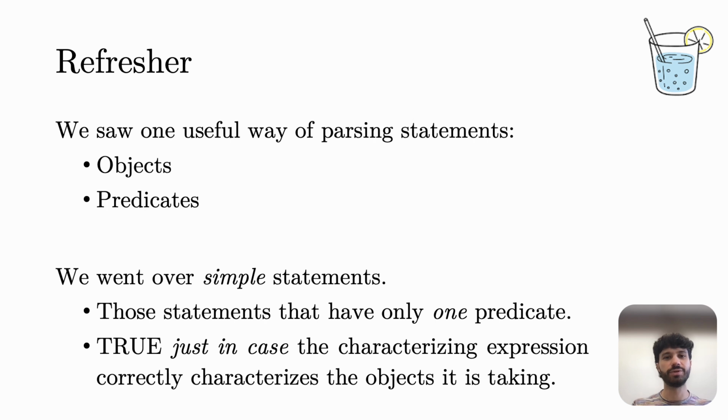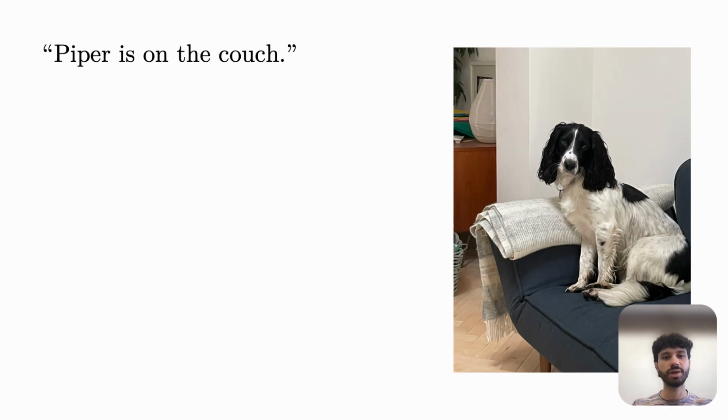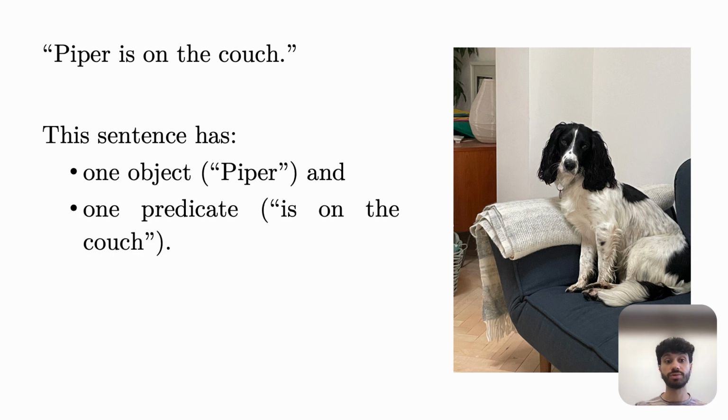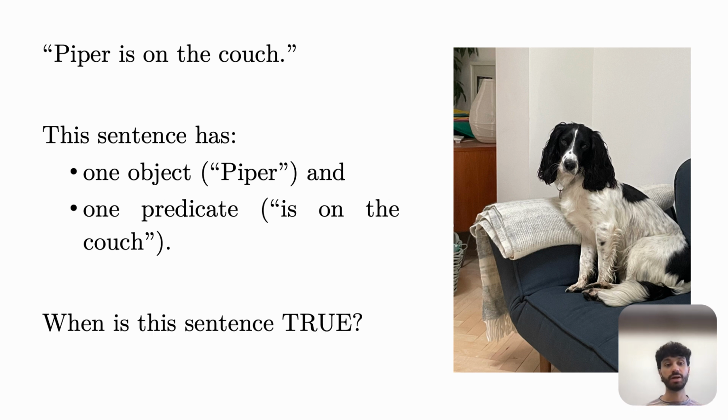Let's look at an example. It usually helps. So let's look again at Piper, and in this case, Piper is on the couch. Okay, so this sentence has one object and one predicate, right? The object is Piper, and the predicate is on the couch. Now, when is a sentence true? Well, again, this isn't a trick question. It's true when Piper is actually on the couch.